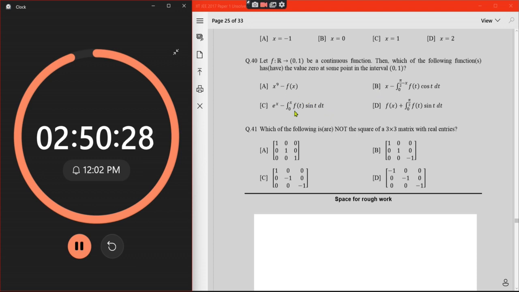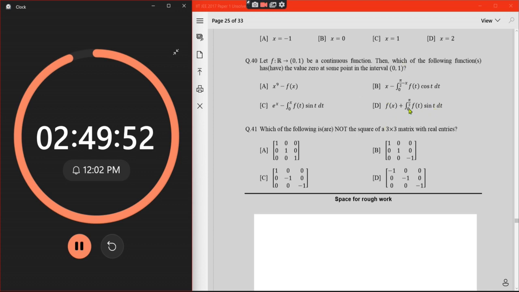What about this one? e to the power x minus this thing, what is its value at 0? What will be its derivative? Its derivative is sine of x. Yes, okay, we are talking about 0 to 1. Think about it. Sine of 1 is positive. So this is a decreasing function, and this one is an increasing function, the negative of that. Okay, and e power x plus this, this is an increasing function for sure.